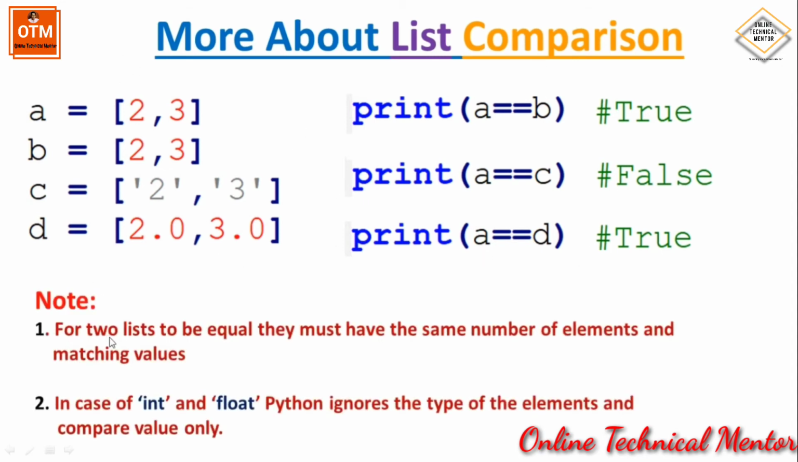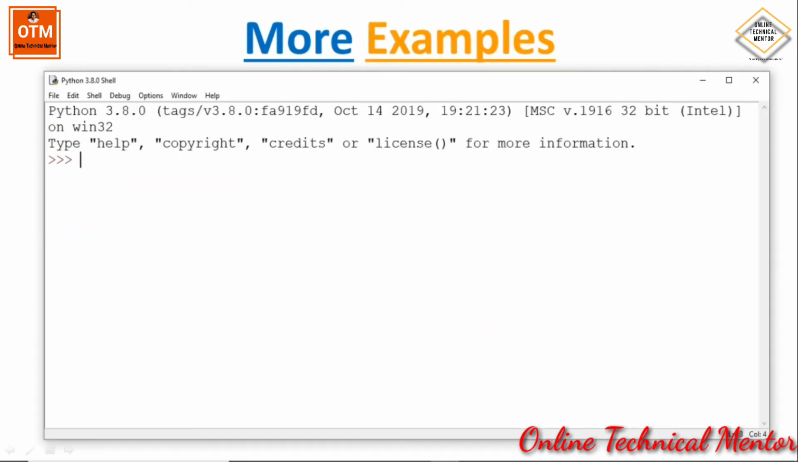Points to be noted: for two lists to be equal, they must have the same number of elements and matching values. In case of int and float, Python ignores the type of the element and compares the value only. Let me show you more examples on list comparison. First of all, let me take these two lists. The first one is 12, 31, 42, and all of them are enclosed within quotes, so this is a string type list.